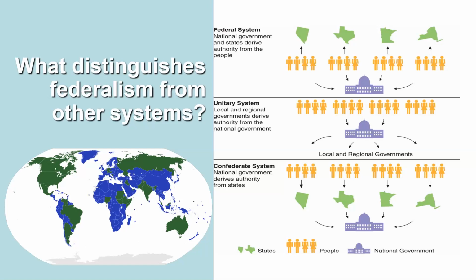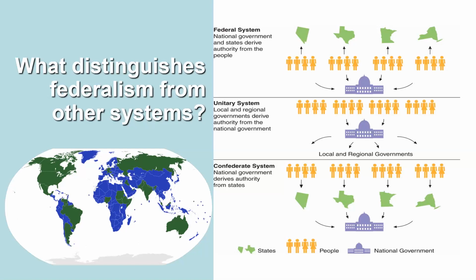Finally, the bottom part of this slide depicts a confederate system. This is the type of arrangement that governed the United States under the Articles of Confederation, in which the states derived their powers directly from the people, and then the states formed a loose league in which the national government only had the powers given to it by the states.